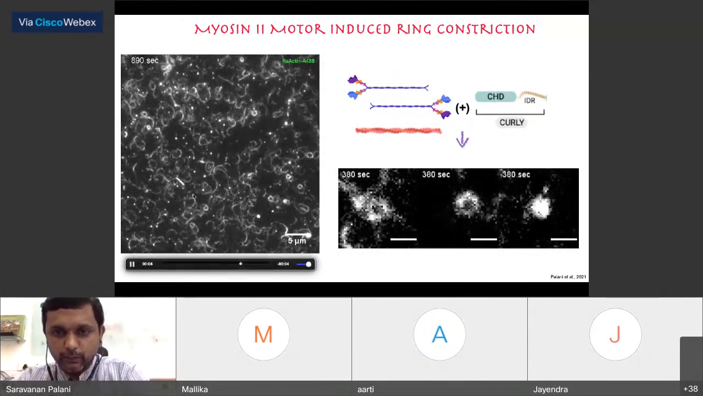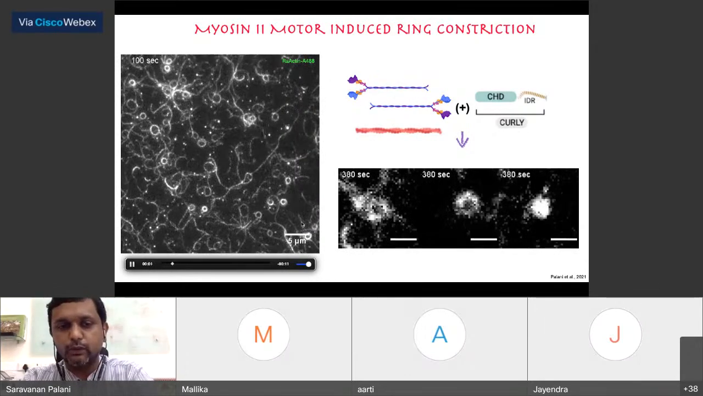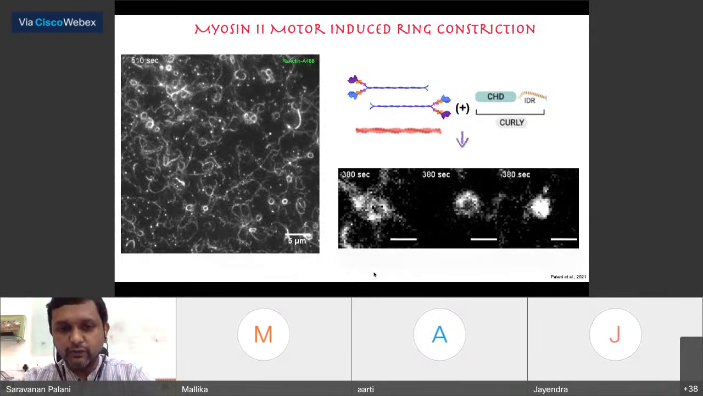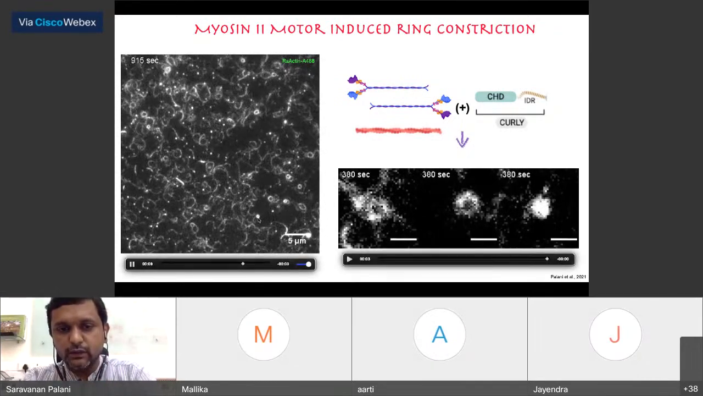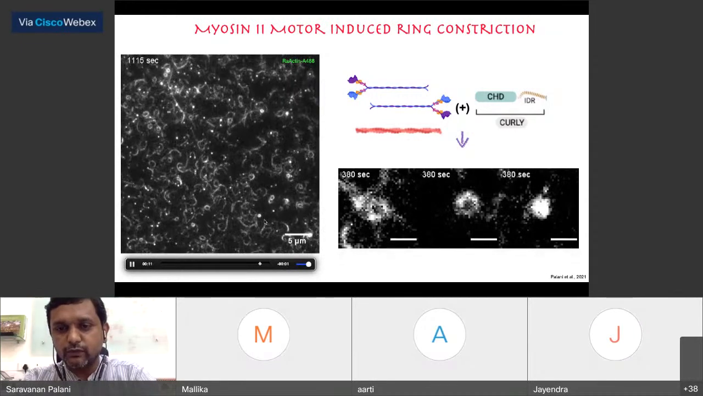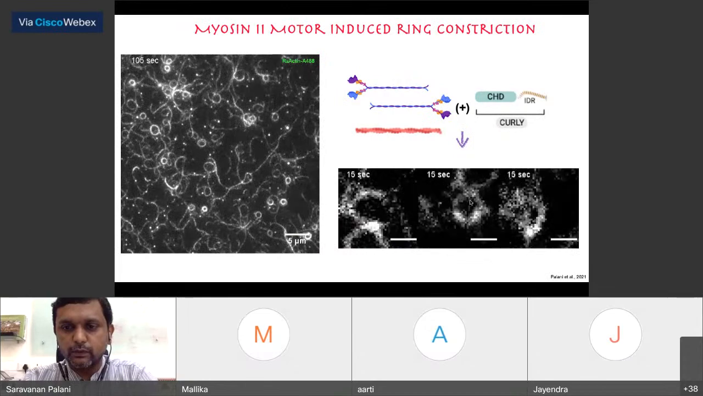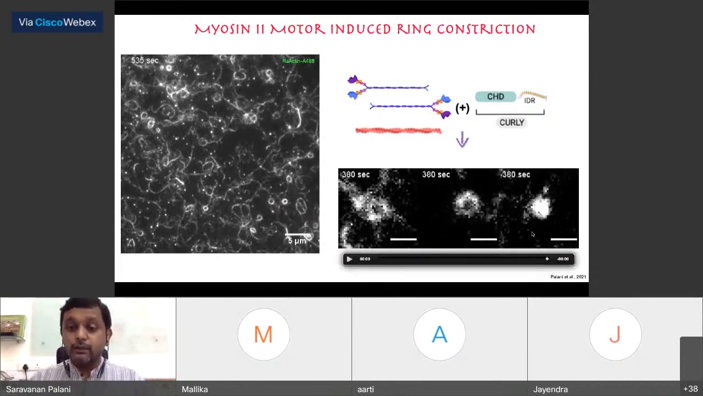In the beginning of the movie, I'm sure you would have seen that there are many rings, and now the movie is playing again. As you can see, there are very nice ring-like structures, and then the myosin is added, as you can see here at the bottom. Then you can see many rings were constricting, and this is one of them. As you can see, it's nicely constricted.